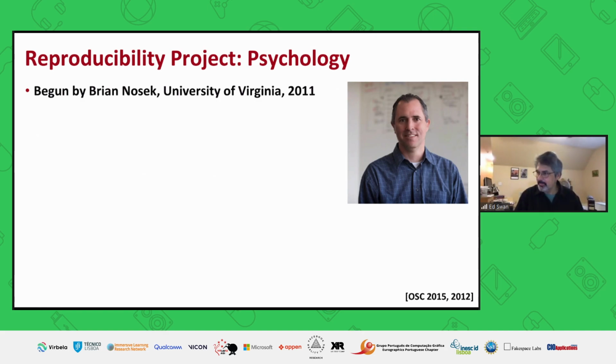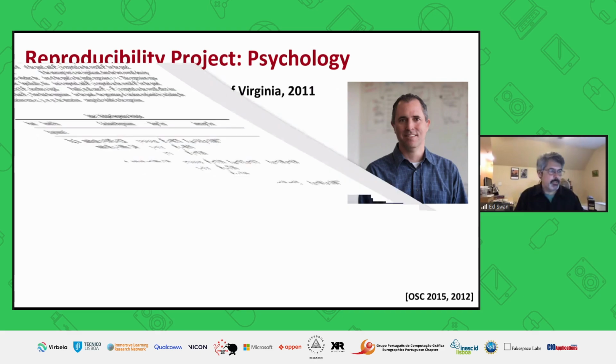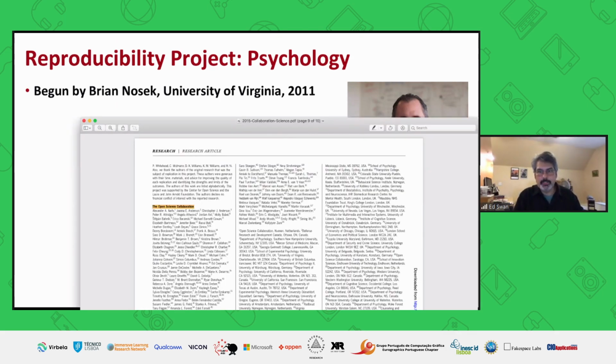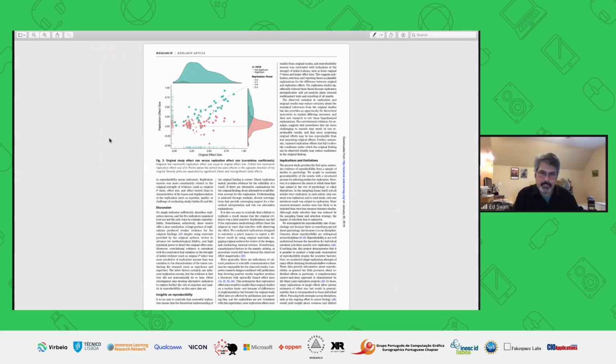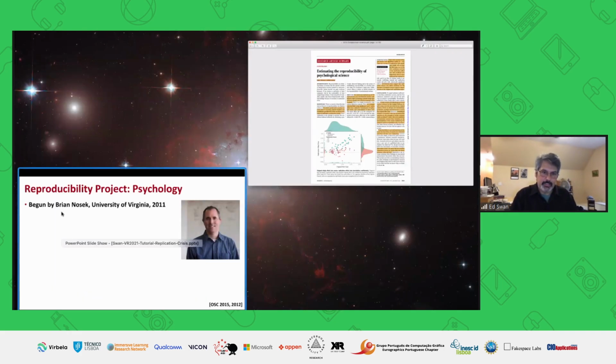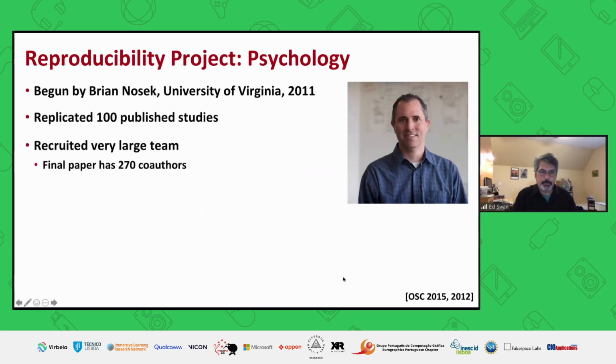And I'm going to show you something else. I have to find it. Here we go. There we go. So this is the paper, the reproducibility project psychology, that we're talking about now. So this was a paper in Science. It's called Estimating the Reproducibility of Psychological Science. So this is the paper that we're looking at. And this is a result of this project, the reproducibility project in psychology.